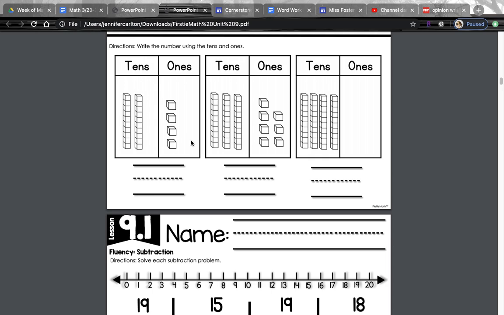Then come over to the ones. How many ones are there? You should count. You should go 1, 2, 3, 4. Write a 4. So that would give us 24. All right, I want you to do next 2 on your own. I'll give you a little bit. Pause it if I go too fast.